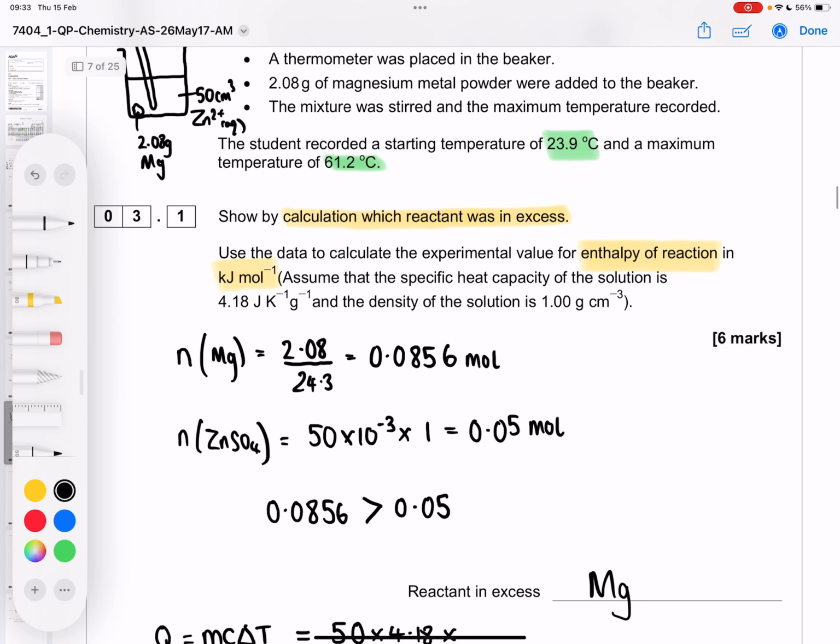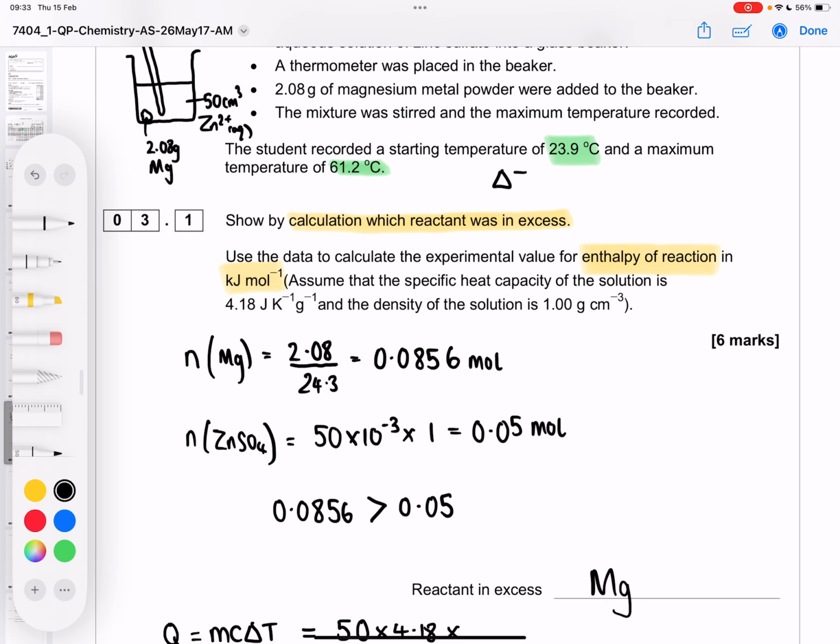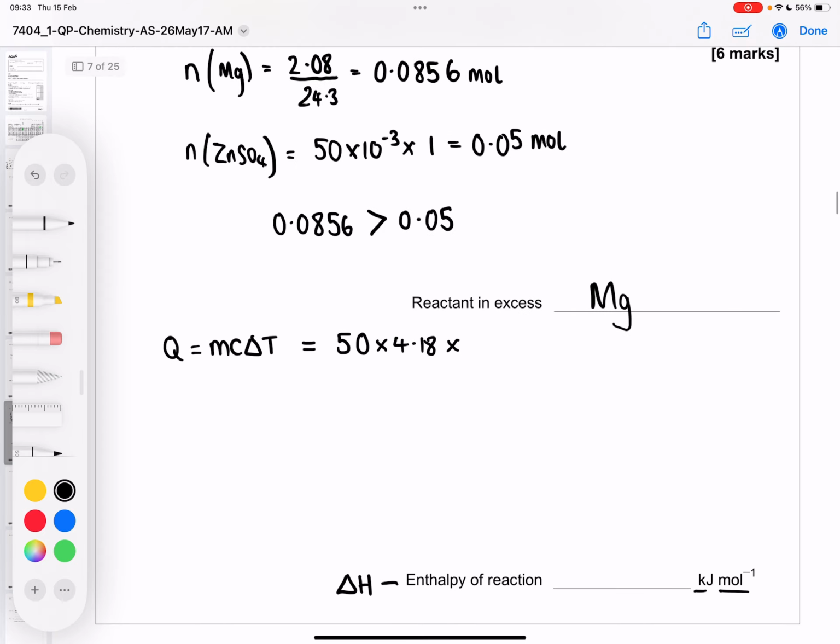So if we just go back on our calculator, find the difference between 61.2 and 23.9. The delta T is 37.3 degrees C. Now, a lot of students think that they need to add this and turn it into Kelvin, remembering that 0 degrees C is 273 Kelvin, but you don't need to do that because this went from 23.9 to 61.2. This was a difference of 37.3. The difference is exactly the same on both sides of the scale. So we're just going to use 37.3.